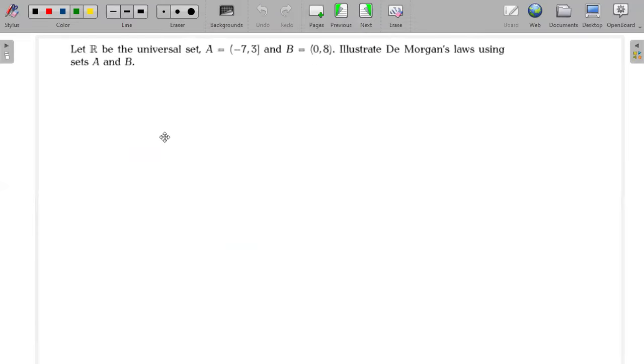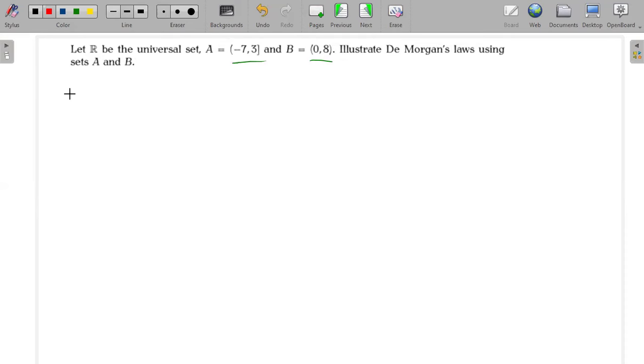Let's do this one here. This one says, let R be the universal set. So our R is still the universal set. And then they're telling us that A is equal to that and B is equal to that. Illustrate De Morgan's laws using sets A and B. So what are these De Morgan's laws again?